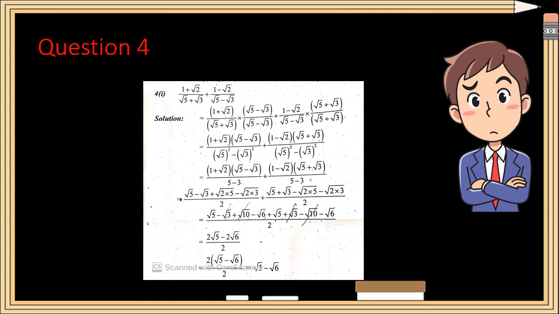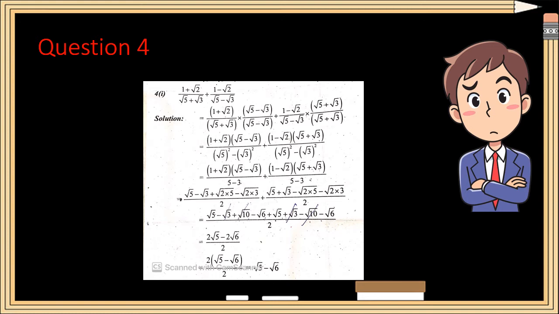So the first term is 1 plus under root 2 divided by square root of 5 plus square root of 3. Now you will rationalize it. How can we rationalize it? We will take the conjugate. Square root of 5 plus square root of 3, the conjugate is square root of 5 minus square root of 3. So you will multiply it and divide it with the conjugate to rationalize it.